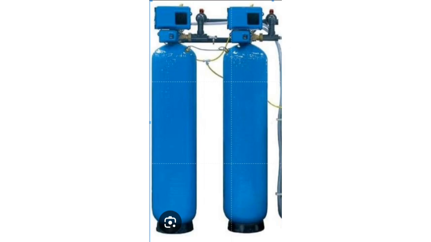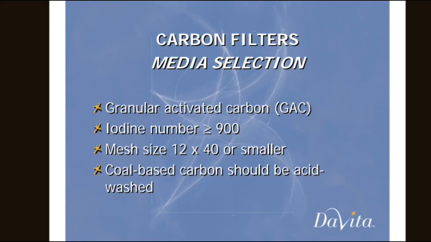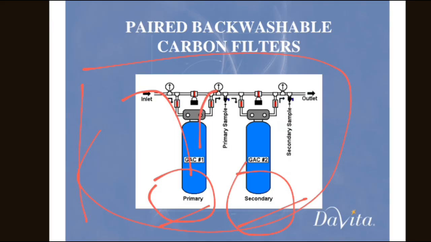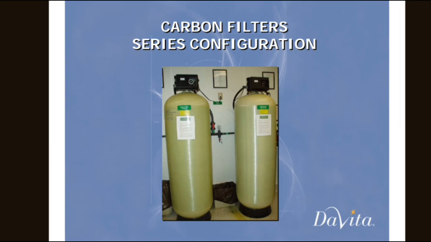Can anyone tell me the names of those two tanks? Please comment below. Carbon filter media: granular activated carbon, iodine number more than 900. There are two carbon tanks. The first one is called primary, the second is secondary. Means the first carbon tank is the worker and the second is the polisher. Water passes to the first one, then comes to the second one, then towards the cartridge filter. Here is the photo of carbon tanks. If carbon tanks are exhausted, then we have to put in a new one.